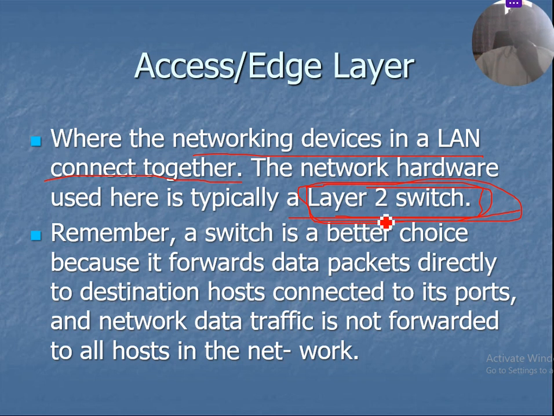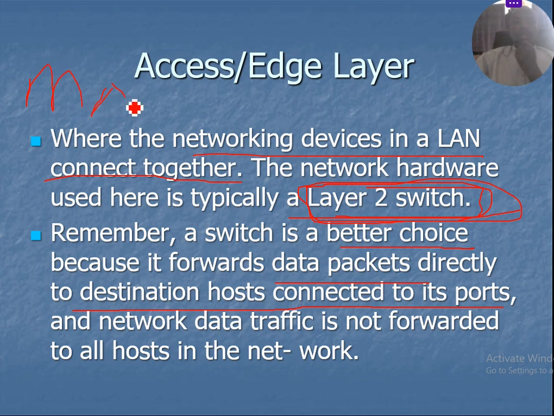Here they make use of the Ethernet addresses, or MAC addresses, to make the decision on which packet is being taken and the destination where the packet will be taken to. A switch is a better choice to use in this area, because here we need to deliver the packet to the different computers or different destinations. So it's better to use a switch that can forward the data packet directly to the destination host. They will use their MAC address to make forwarding decisions.